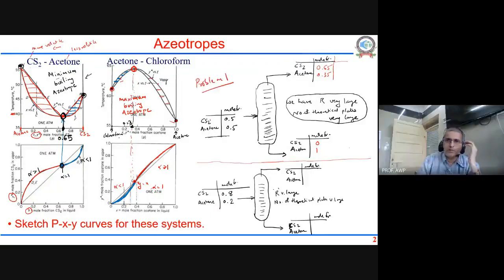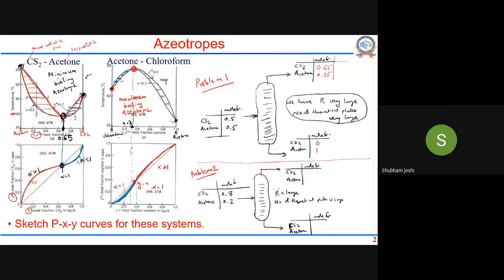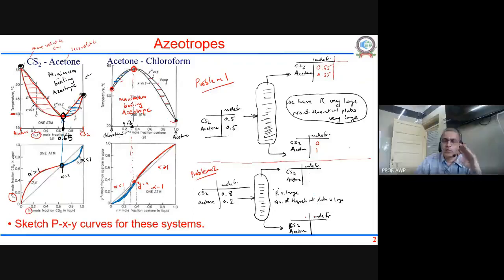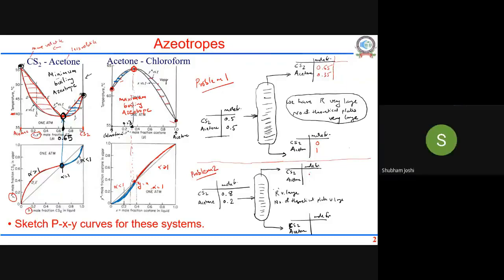Problem 1 I don't know the composition, but problem 2, CS2 will be at the bottom because the driving force is negative. Which problem number are you saying? Problem 1 or problem 2? I'm talking about problem number 2. Okay, I have understood you are talking about problem 2. You tell me the compositions. Sir, CS2 will be in the bottom.